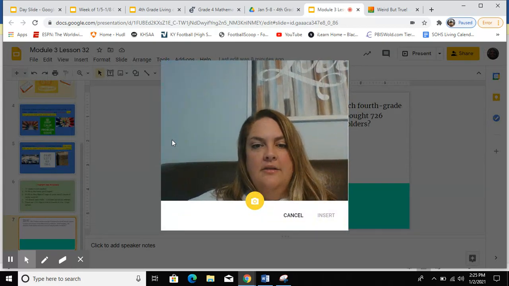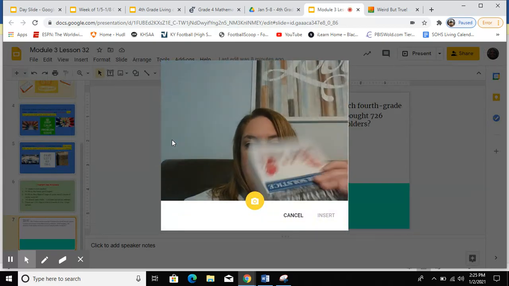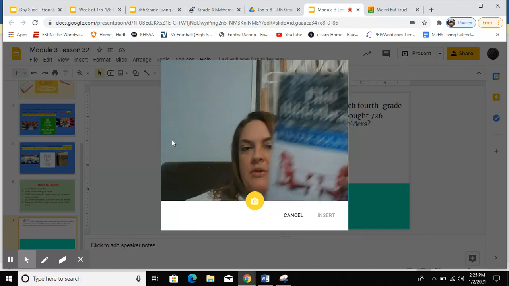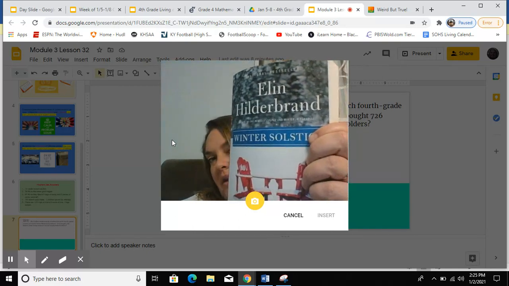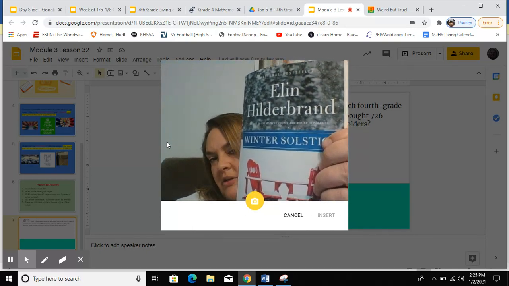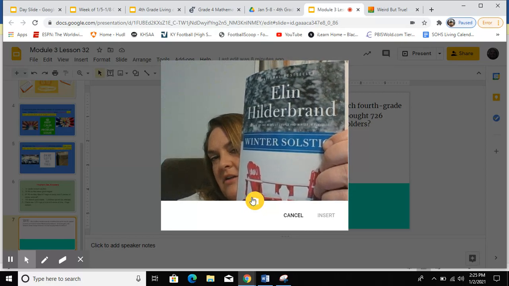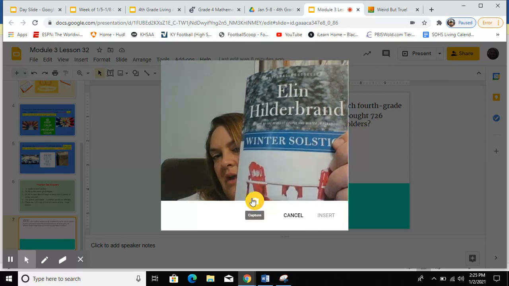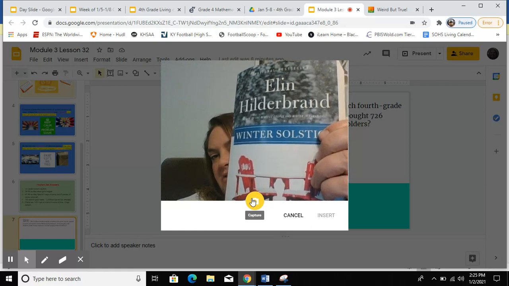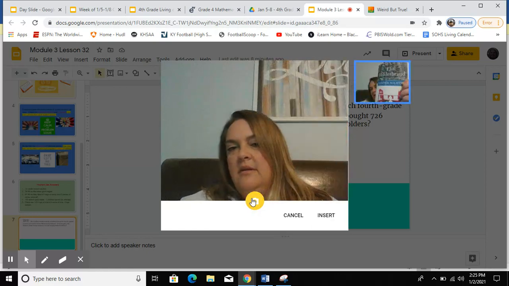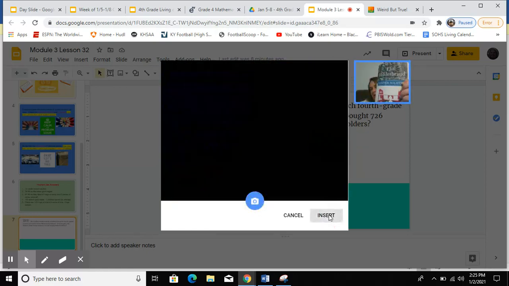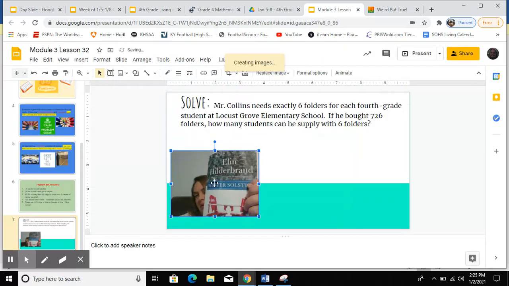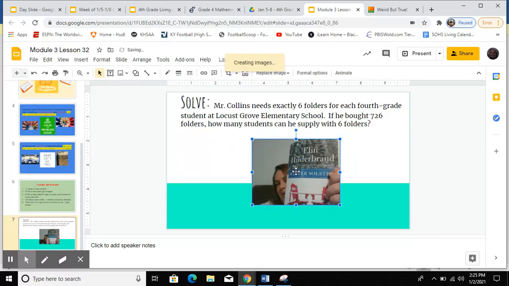Hey there. I'm going to hold up my work. So this is a book I'm reading, but you would hold it up right in the middle, nice and clear. You would make sure that you can see it good. Get a parent to help if you need to. You would write it in pen. That way your teacher can see your answer. You click the camera, and then all you have to do is click insert. And it inserts it right here. You can drag it, put it right in the middle. So everyone's slides should have their pictures on them today of their work.